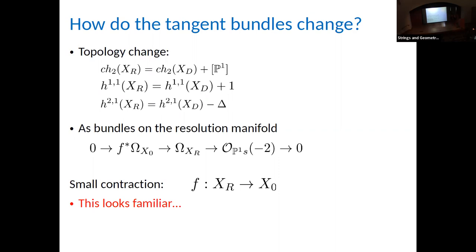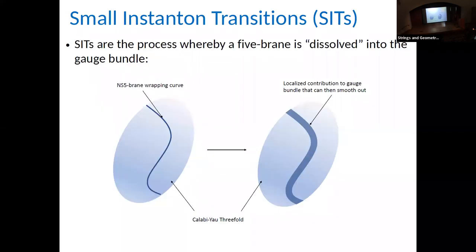Okay, not very surprising. However, at the level of a short exact sequence describing how bundles behave, this actually looks familiar. The feature I want to point out here is we have behavior on a curve. You're describing a relationship between a general bundle and the full manifold bundle on the curve, and then you're left with a remainder, which is singular. The reason that I want to highlight that structure is that this is exactly the same geometric structure that appears in another well-known process in heterotic string theory, the so-called small instanton transition.